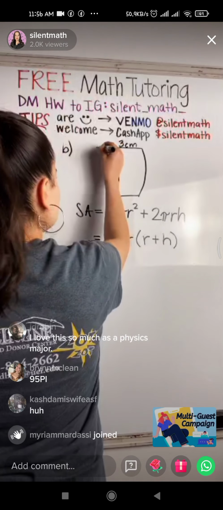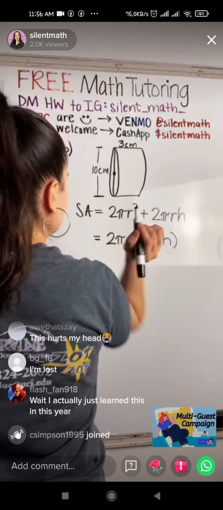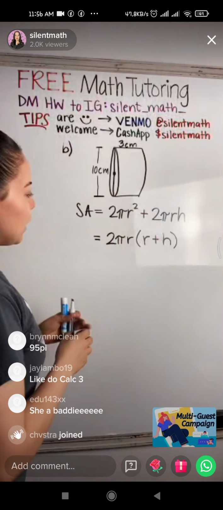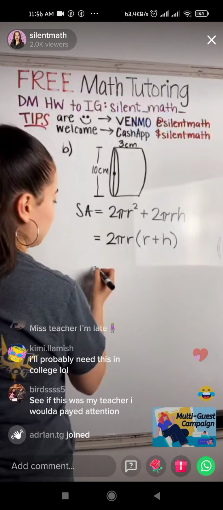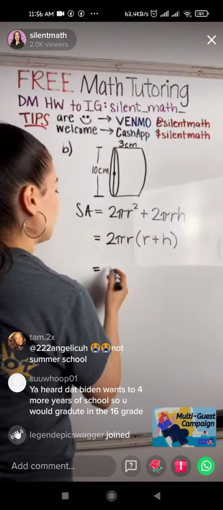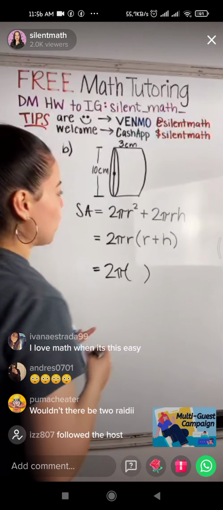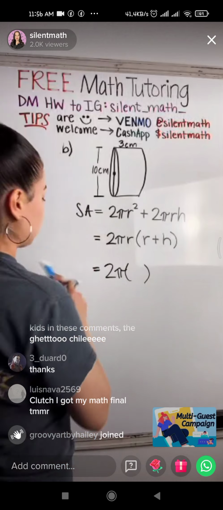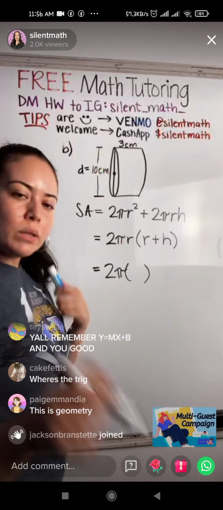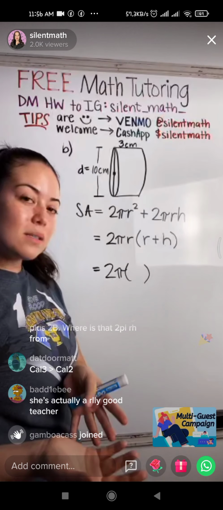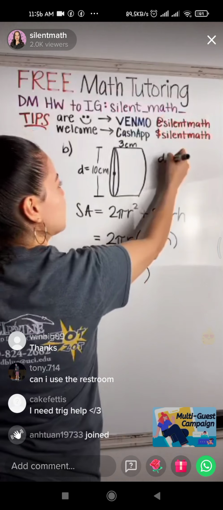Ooh, this time we don't have r, but we do have diameter. D is equal to diameter. But can you guys tell me the relationship between diameter and radius? Radius is simply half the diameter. So if diameter is 10 centimeters, radius is just half the diameter. You just do d divided by 2. And you get 5. So we are going to plug in 5 into r and not 10, because that's d. So I'm going to plug in 5 in here.